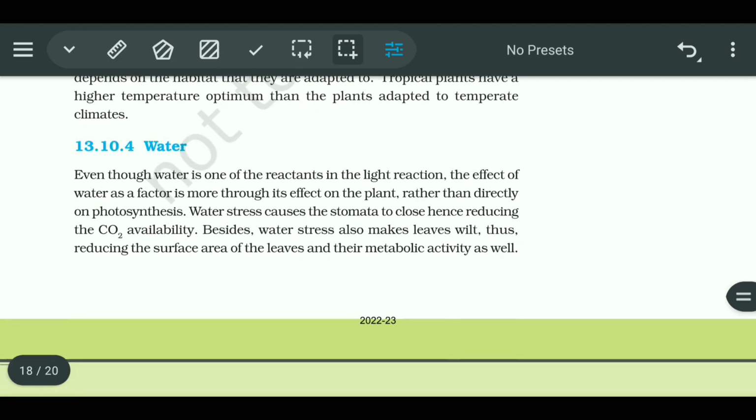13.10.4 Water. Even though water is one of the reactants in the light reaction, the effect of water as a factor is more through its effects on the plant rather than directly on photosynthesis. Water stress causes the stomata to close, hence reducing the CO2 availability. Besides, water stress also makes leaves wilt, thus reducing the surface area of the leaves and their metabolic activity as well.